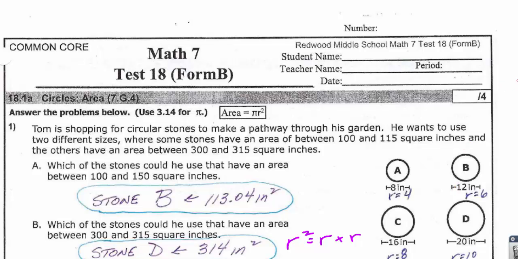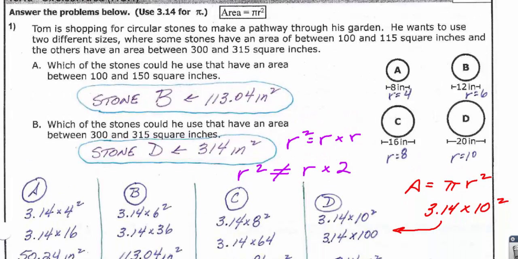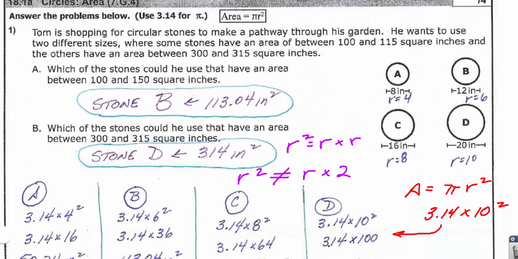Okay, here we go for the week 18 test. And we start out with an area problem, area of circles. So Tom is shopping for stones. He's going to make a pathway through his garden. He wants to use two different sizes. Some are 100 to 115 square inches. Others are 300 to 315 square inches.